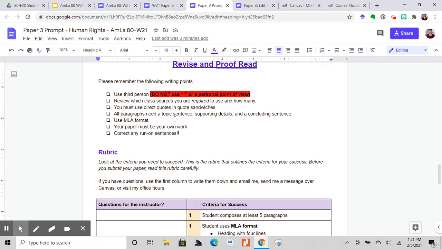This is your last paper. You should know how to do MLA format by now. Your paper must be your own work, right? Remember that you are not allowed to copy anything from the internet, even if it is just a sentence, okay? And remember, we know how to write really good, strong, solid, complete sentences. So check your paper for comma splices, for run-on sentences.